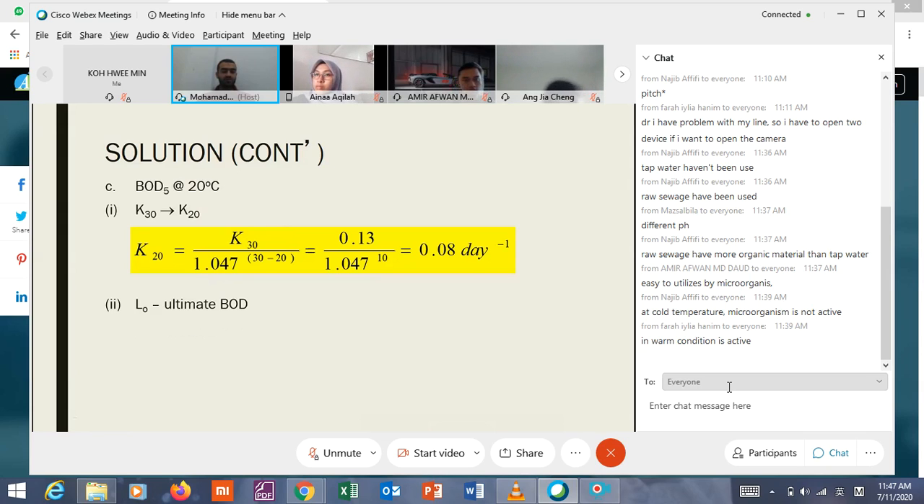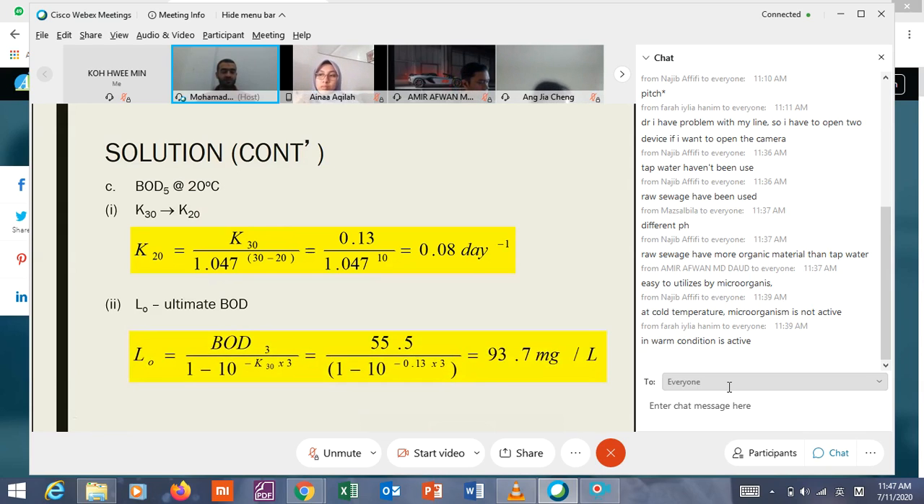Similarly, we can also calculate the L naught, the ultimate BOD. The ultimate BOD equals BOD over 1 minus 10 to the power minus K times 3. Now here, why do we use K30? Because this BOD3 was measured using a temperature of 30 degrees. If we want to substitute the K20, we have to find BOD3 at K20. There has to be consistency between temperature and time.